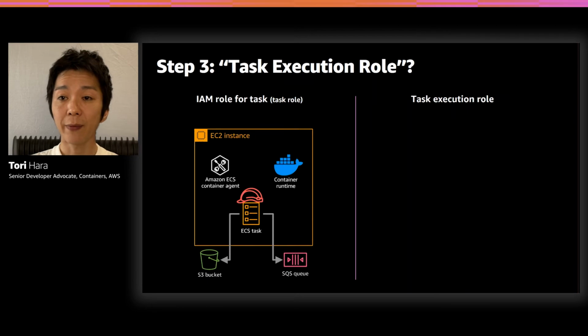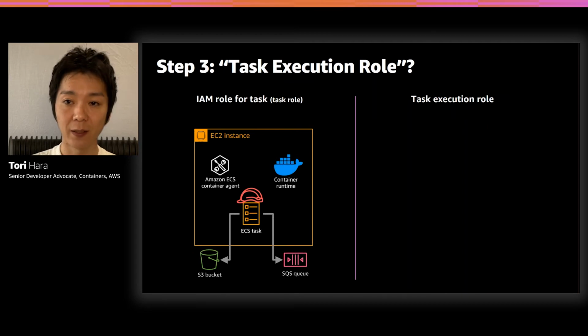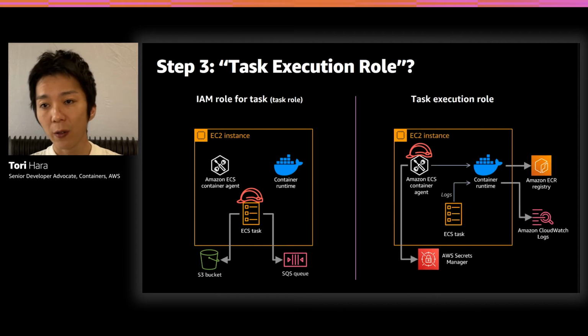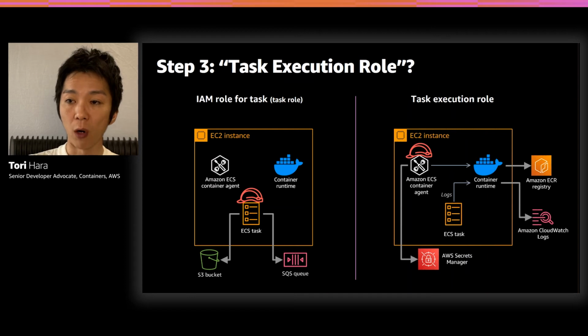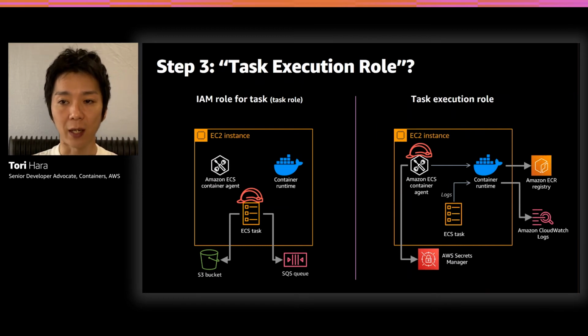So on the left, we have the IAM role for task, also called task role for short, which is a role for the task itself. This means that role will be used by your application in the task. And then we have the task execution role on the right side, which is another task level role, but this one is not actually for the task itself.